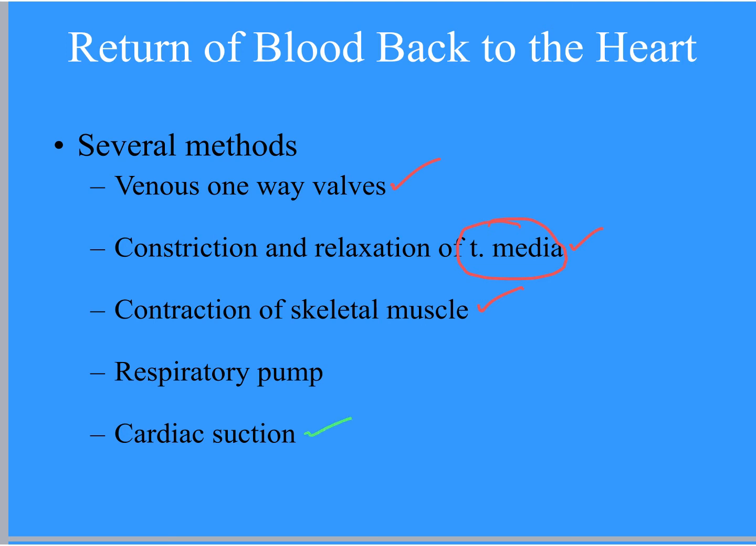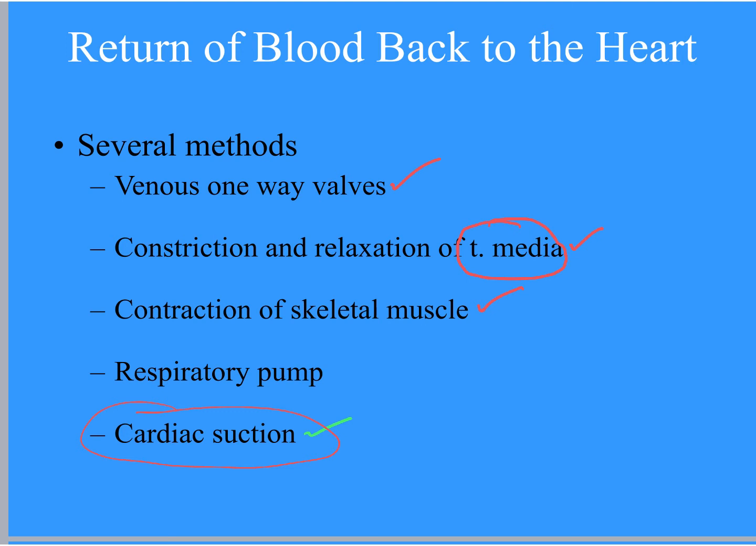The other method is what we call cardiac suction. And remember that the cardiovascular system is a closed system. And so whenever blood leaves a chamber or vessel, a small vacuum is created. So consider, for instance, when the right atrium contracts. When it contracts, it ejects its blood into the right ventricle. But as it relaxes, it's going to pull blood in from both the superior and inferior vena cava.